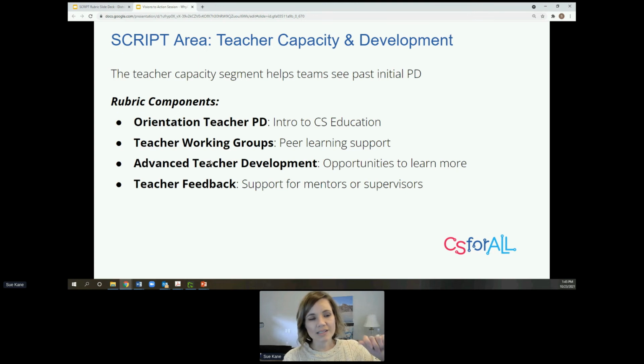And so you as a team go in on that rubric and you assess where you're at. And all of this falls into the teacher capacity and development. So I'm going to pause here.